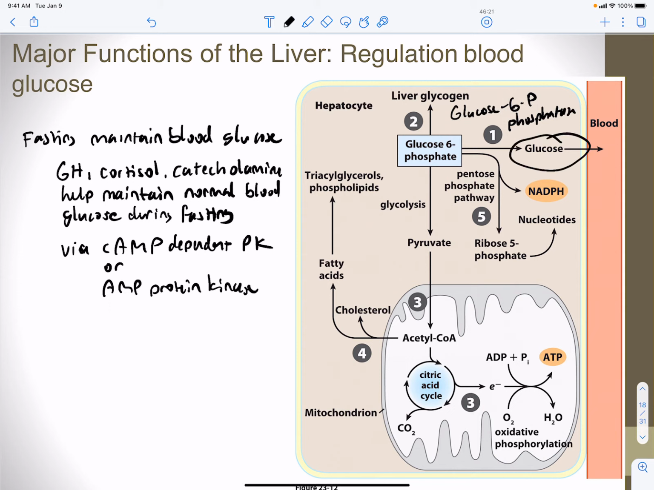And then if there's no need for blood glucose, your glucose can form glycogen, NADPH through the pentose phosphate pathway, different nucleotides, cholesterol, fatty acid, triacylglycerol, phospholipids. So the liver is, of course, going to make all of those things.